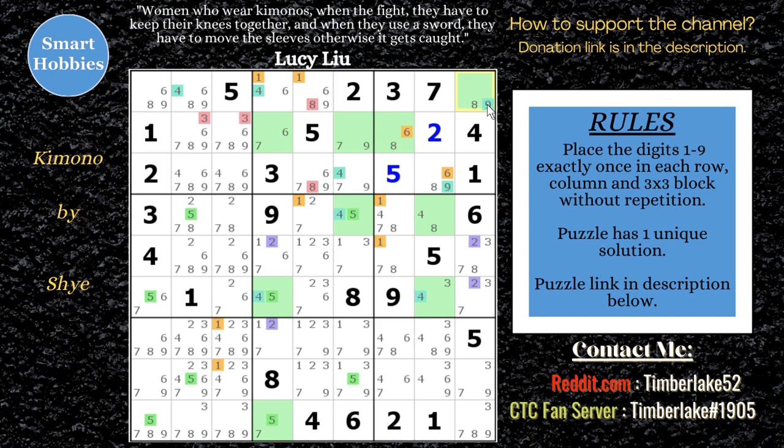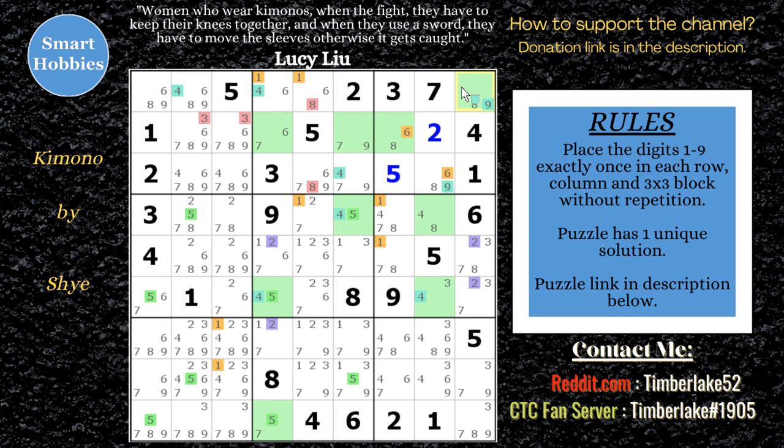So you can see right here, we have an XY chain starting here and ending here. So 9 to the 8, 8 to the 6, 6 to the 7, 7 to the 9. And so if this is a 9, that can't be a 9. If this is not a 9, this is a 9. So you can eliminate a 9 from any cell that sees both of these, which is a 9 right there. Okay? Great.